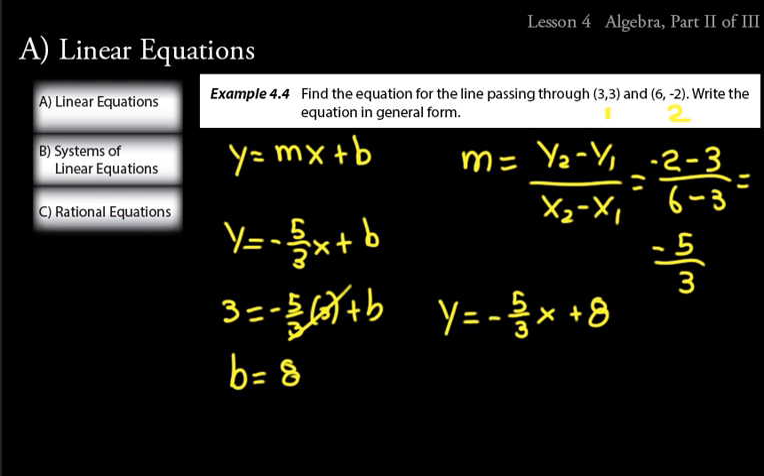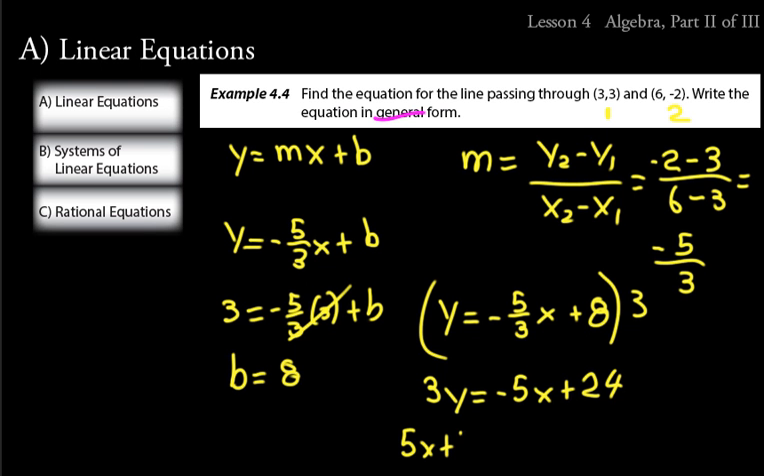I want this answer in general form. So not like it is right now, in other words. So I want to get rid of the fraction, so I'll multiply everything by 3. That gives me 3y is equal to minus 5x plus 24. So move everything to the left.